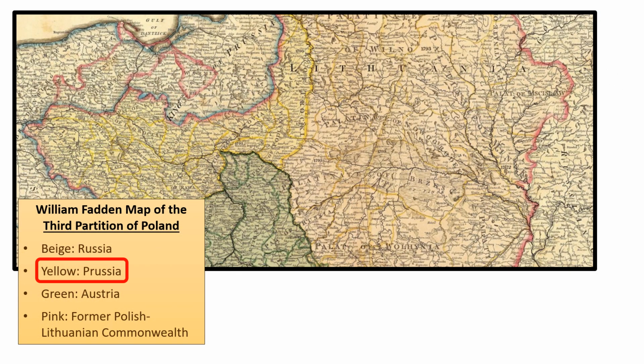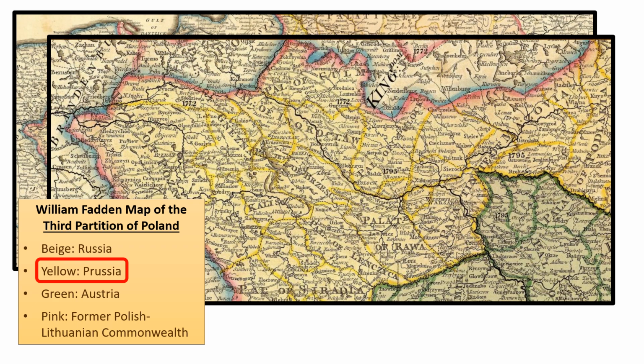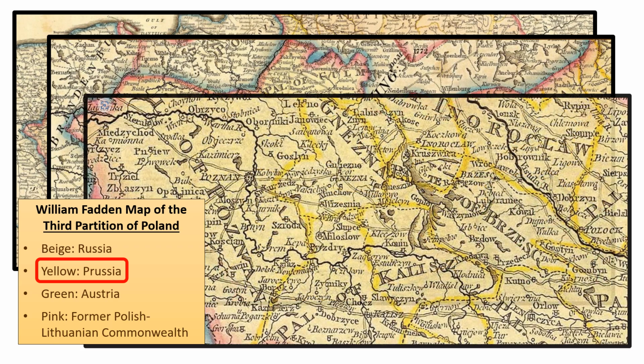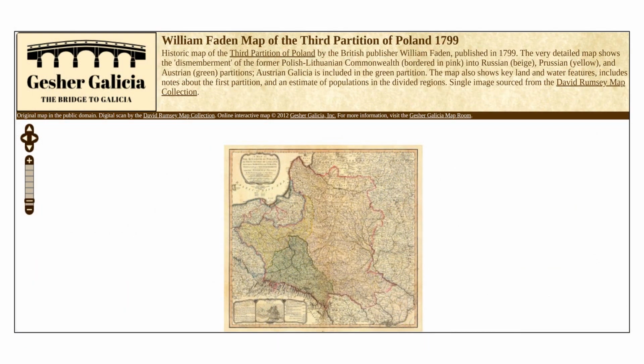Zooming in on this map to look for the home region of the Palczynski family that we've been following here, shows that this region was in Prussia during the period that we have been examining here. By the way, this particular map comes from none other than the David Rumsey map collection, so another reason to become familiar with that source of old maps.